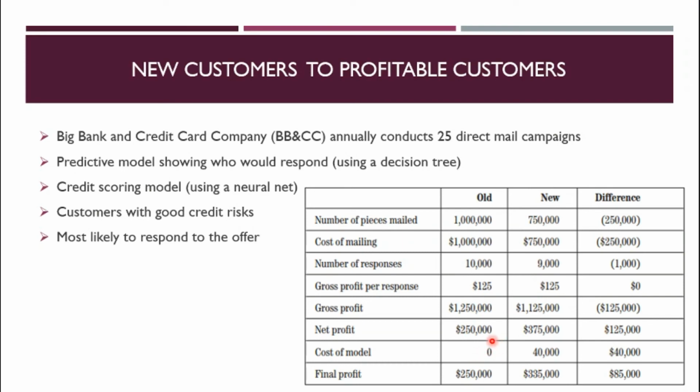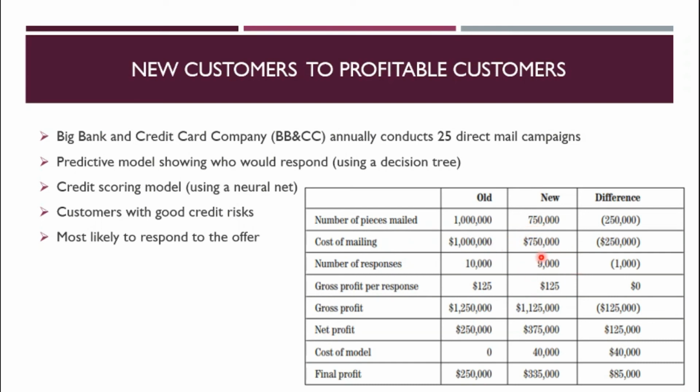They had no model that they were using at that time. However, the management wasn't really happy with this, so they decided to use a model. They used two different models: a predictive model showing who would respond, and a neural net model as a credit scoring model, which allowed them to identify customers with good credit risk who were most likely to respond to an offer. With this model, they only mailed 750,000 people, which means they incurred a cost of $750,000.